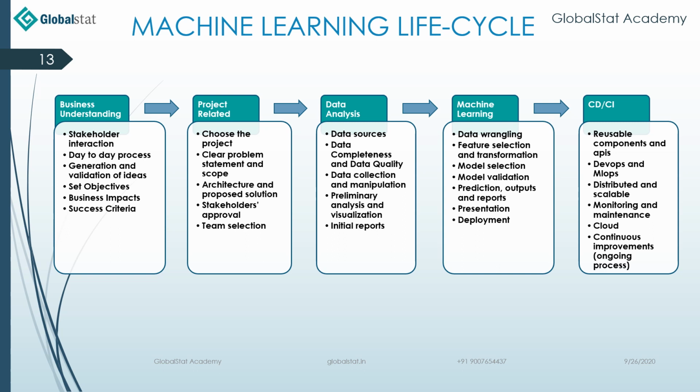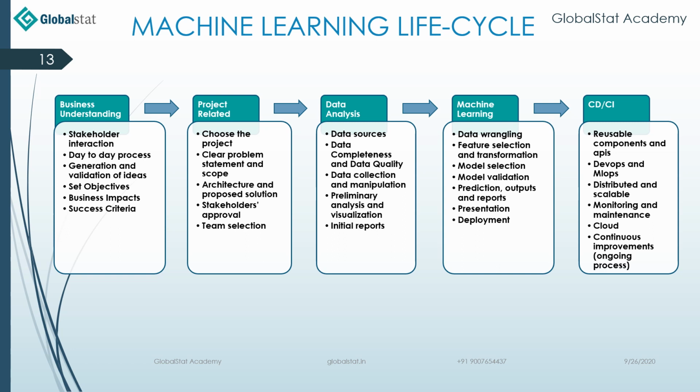Once process 1 and process 2 are completed, we start with the data analysis part. We need to verify what the different data sources are, whether there is data completeness, and what the quality of the data is. We need to be very specific about the data collection and the data manipulation part. We need to always do a preliminary analysis, which we call exploratory data analysis, and do the data visualization. Post that, we generate initial reports.